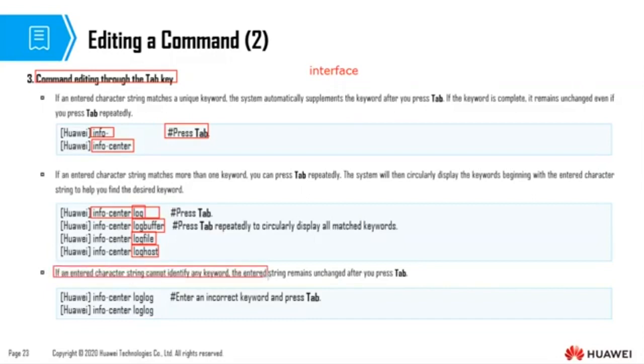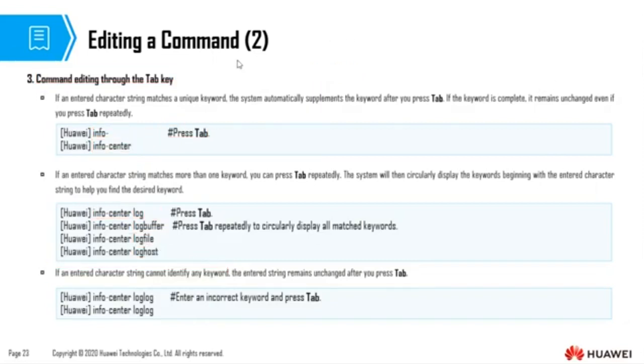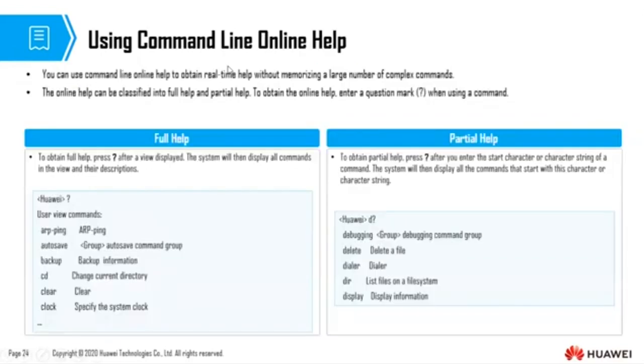Now, if an entered character string cannot identify any keyword, then the entered string remains unchanged after you press tab. So if you enter any incorrect command or keyword and you press tab, and that particular keyword does not exist on the system, then it will not change or autocomplete it. So that's how you use tab to make your life easier.